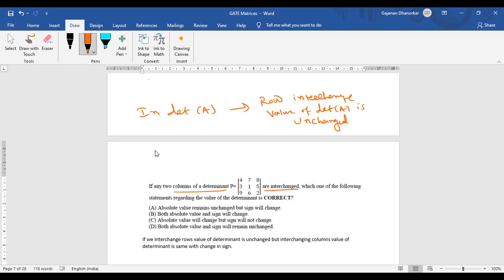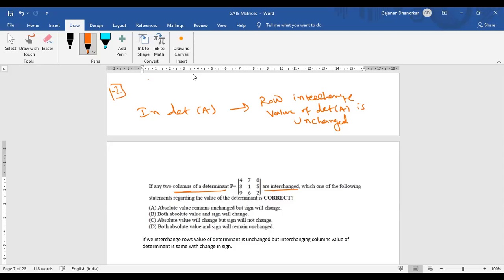But if instead of rows you are changing columns, then the value of the determinant, suppose it is 2, becomes minus 2. If we are changing columns, then that becomes a minus. The value is the same, but there is a change in your sign.